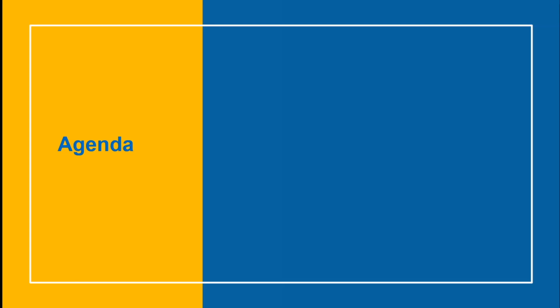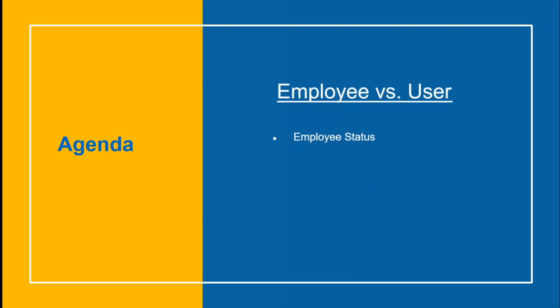With my portion of the agenda, I would like to discuss employees versus users. I'll give you some information in regards to employee status, a welcome email that has not been sent, permissions and roles, and scope. It is important to understand that everyone in your company can be an employee, but not everyone has to be a user. The scope provides the permissions and access to the locations that have been assigned.